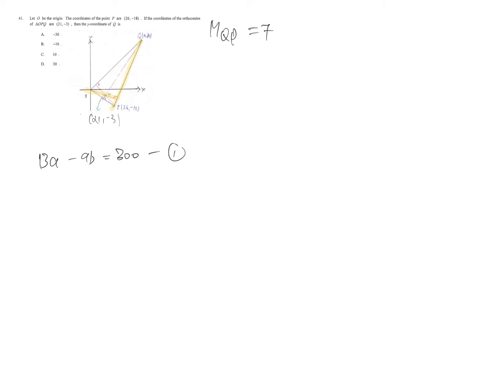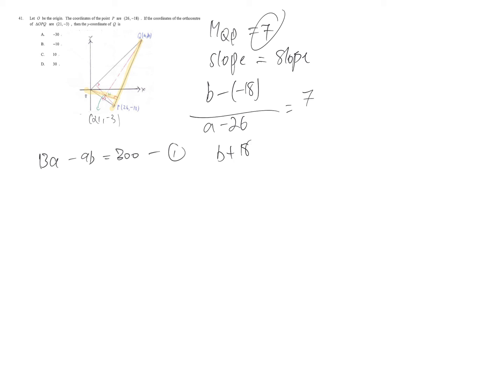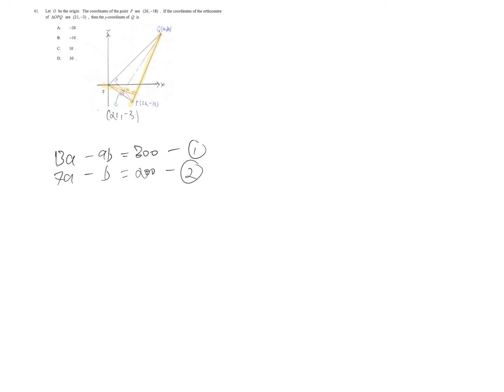So next we can make good use of the formula. Slope is equal to slope. So the slope of QP, which is y2 minus y1, -18 over a minus 26, is equal to the slope. Tidy up our answer. Then we have successfully built up our second equation.